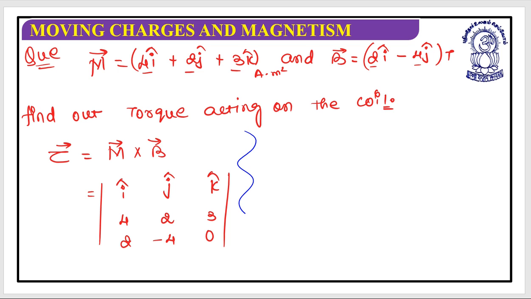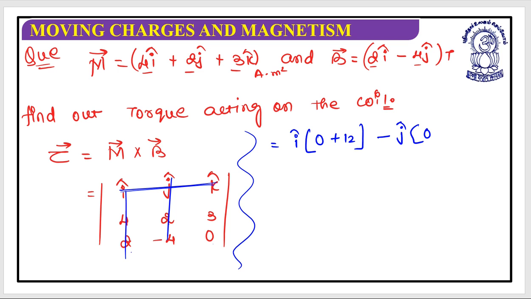This could be written as i multiplied by, when we have a multiplication, we just forget this row and column: 2 into 0 is 0, minus minus plus, it's plus 12, minus j, when calculating j, forget this: 4 into 0 is 0, 2 into 3 is 6, plus k. k could be written as 4 into 4, minus 16, and 2 into 2, minus 4. I hope this is clear.